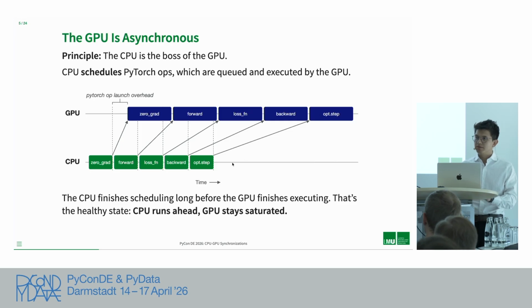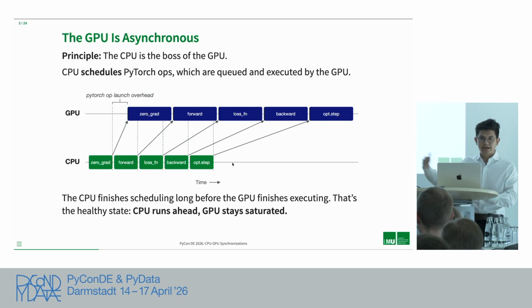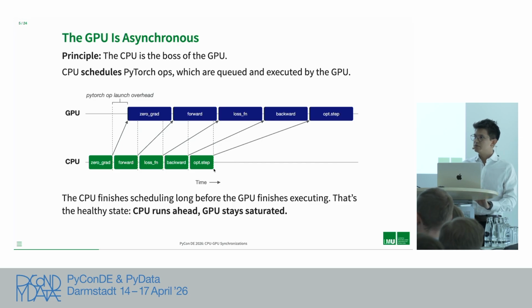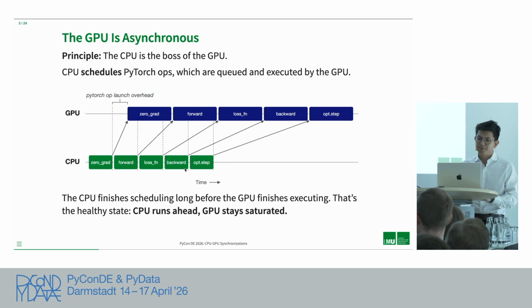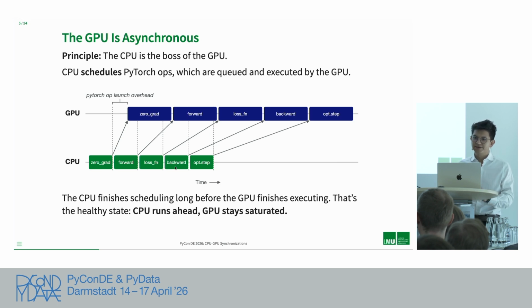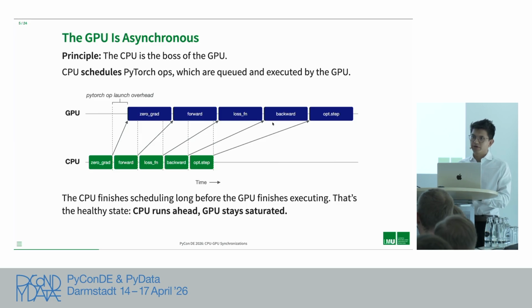This is why we say that the CPU runs ahead of the GPU, because it finishes earlier. And if you were to naively time how long it takes the CPU to finish all the operations, you would be misled to think that it's very fast while the GPU is still working on getting the actual work done.